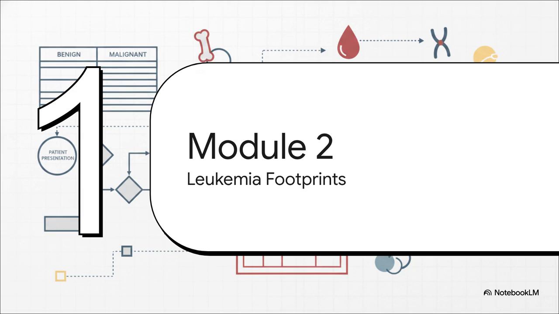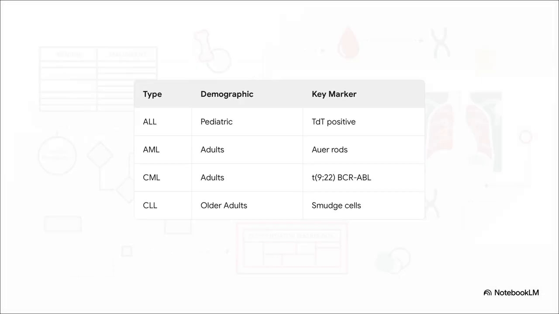Module 2, Acute and Chronic Leukemias, Pathognomonic Footprints. Let's catalog the big 4 right now. ALL is the most common childhood malignancy. They'll present with bone pain, bone marrow failure, lymphadenopathy, hepatosplenomegaly, and TDT-positive lymphoblasts on a marrow biopsy. An easy way to remember? Think of TDT as the toddler marker. AML? That hits adults. Look for myeloblasts containing Auer rods on the smear.